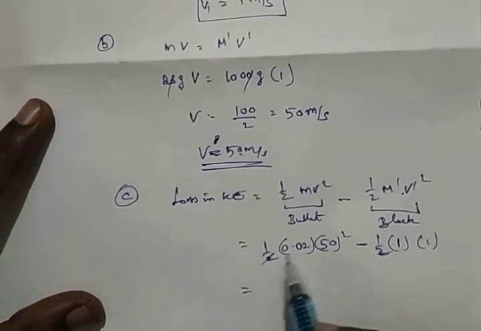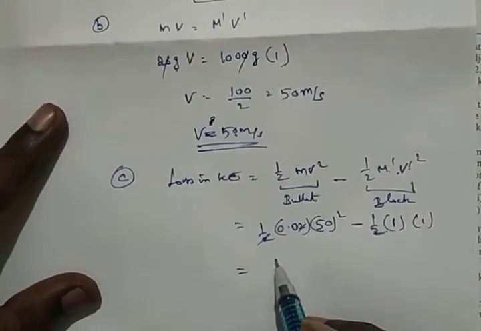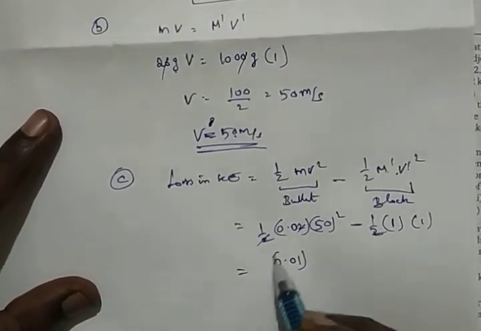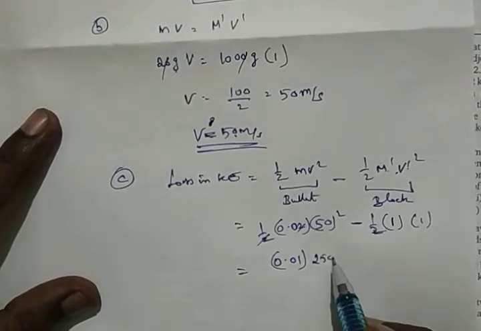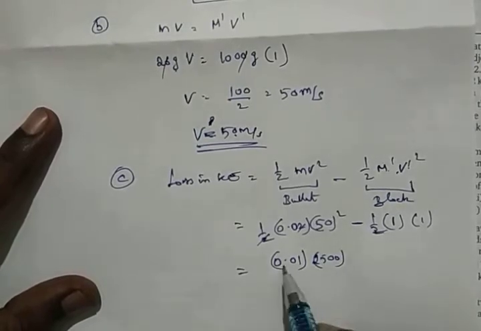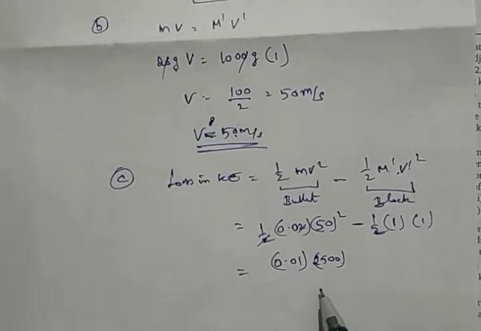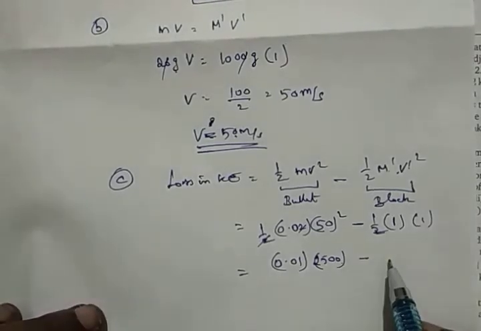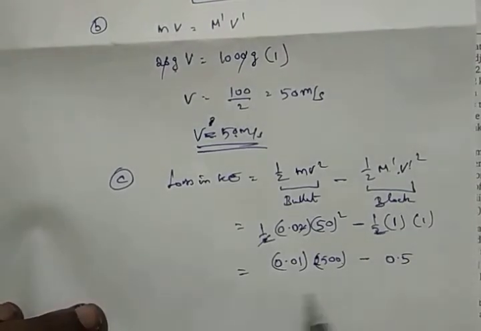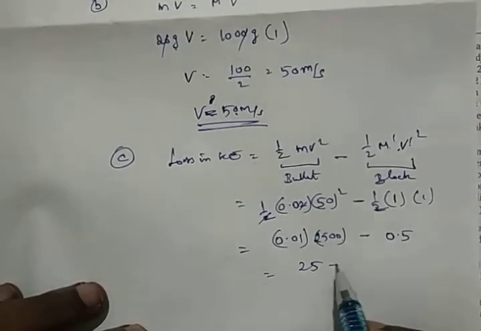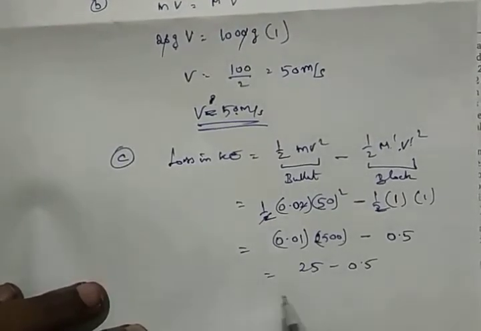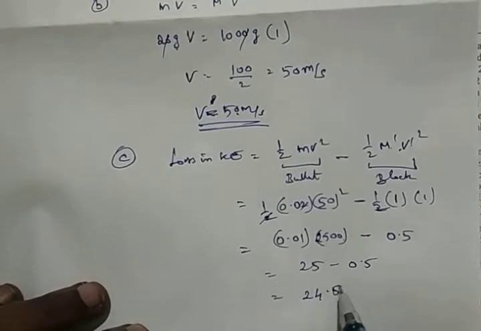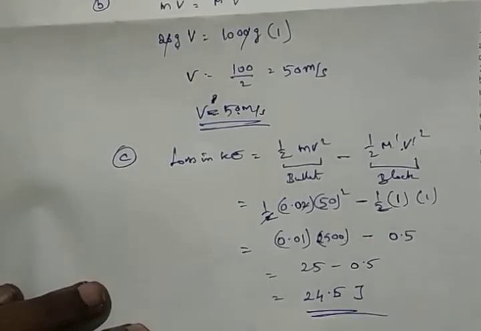So these two get cancelled out. So it's going to be 0.01 into 2500. So what will this become? 2500 means it will become only 25 minus 0.5. So it's going to be 25 minus 0.5, equal to 24.5 joules.